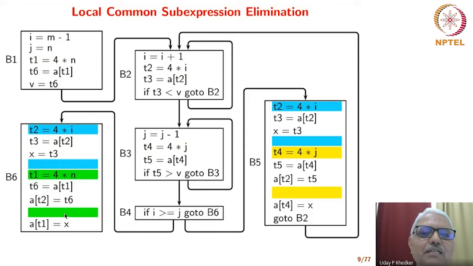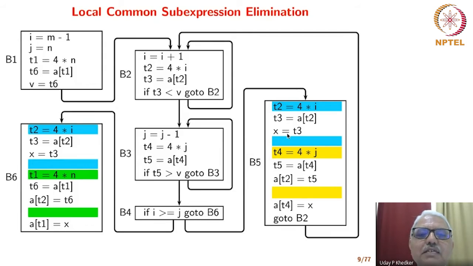We can eliminate these computations, and this is where having the same temporary variable is useful, because we have already used temporary T2 for this expression for every occurrence. So we can simply delete an expression without trying to adjust the temporary names for subsequent uses of the value of 4 star I. So this is local common subexpression elimination.